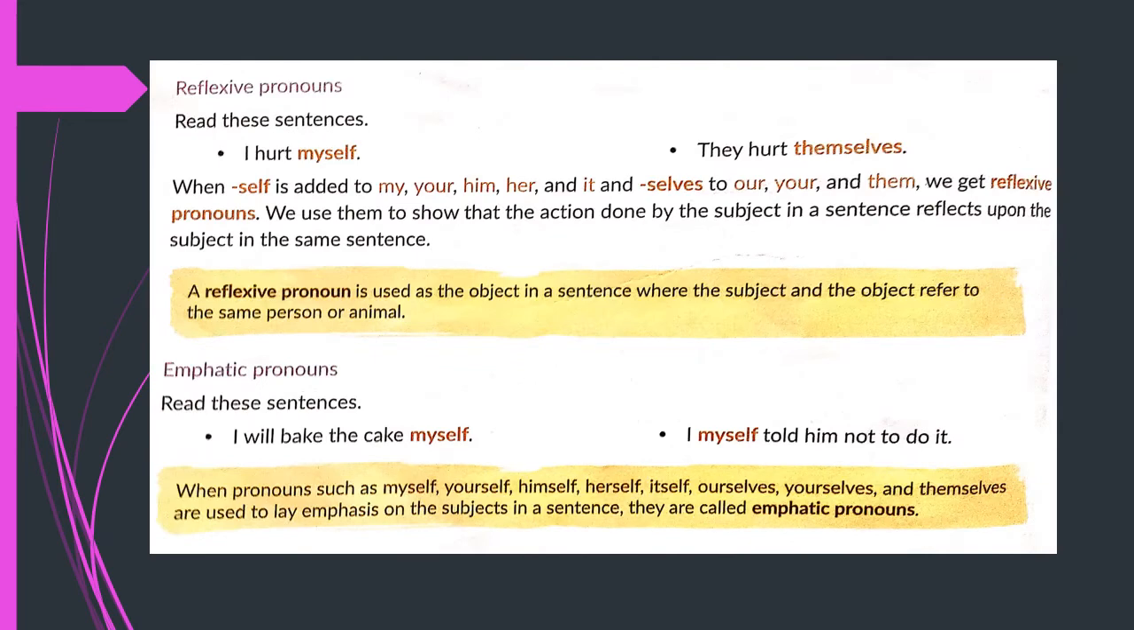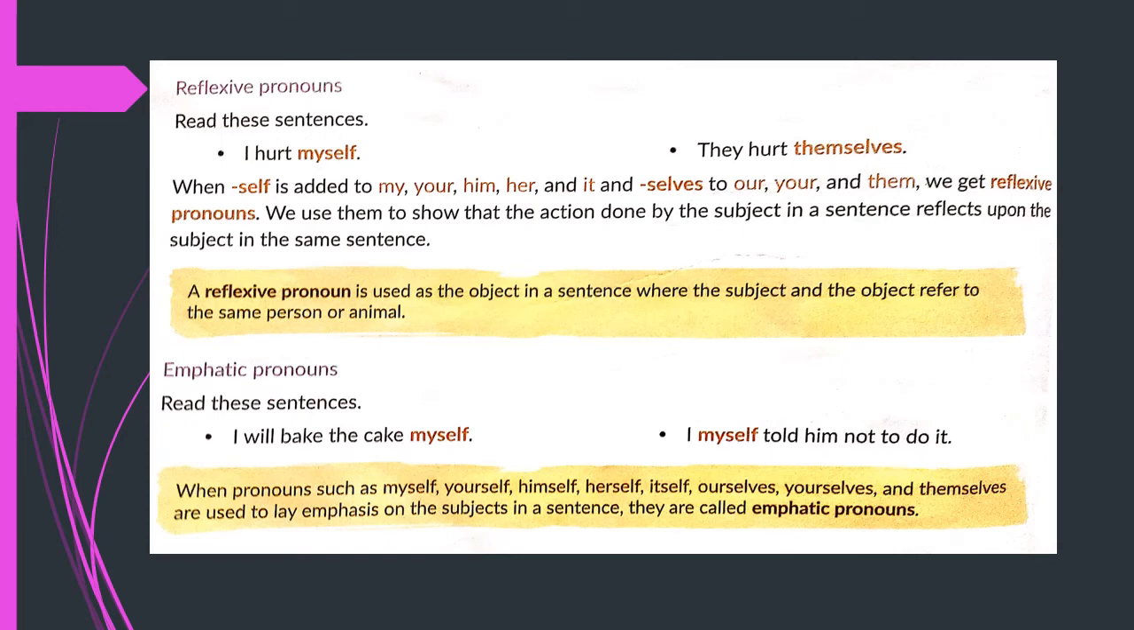Emphatic pronouns also use myself, but the difference is that they are used to lay emphasis, that means to stress upon its usage. For example, when pronouns such as myself, yourself, himself, herself, itself, ourselves, yourselves, and themselves are used to lay emphasis on the subjects in a sentence, they are called emphatic pronouns. So when we are using an emphatic pronoun, it is laying more stress on the subject.